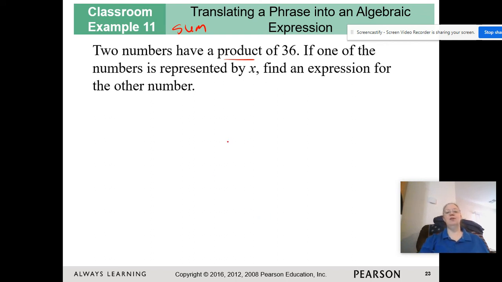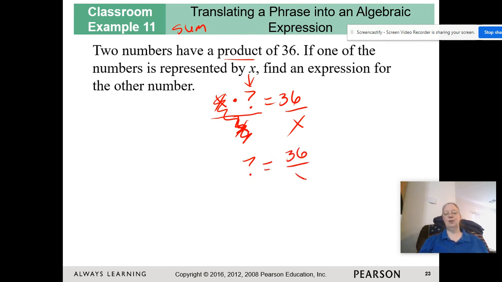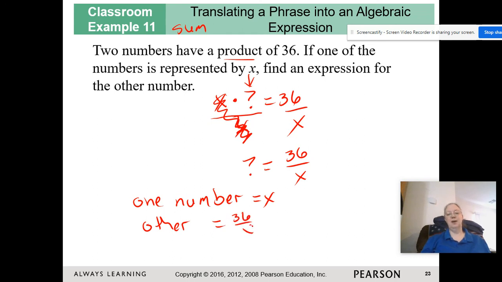Okay, so two numbers have a product of 36. We're going to call one of them x. And I'm going to multiply by something else, and I get 36. My question is, what am I going to use for this other number? In other words, I want to get this question mark by itself on one side. So my other number would be represented by 36 over x. So one number, we're going to use x, and the other number, we would call that 36 divided by x. All right.